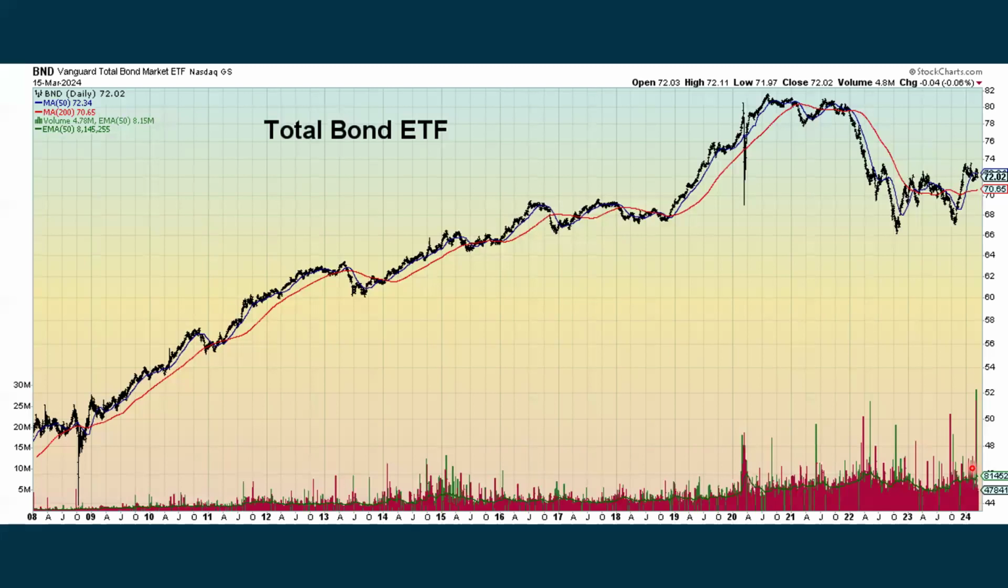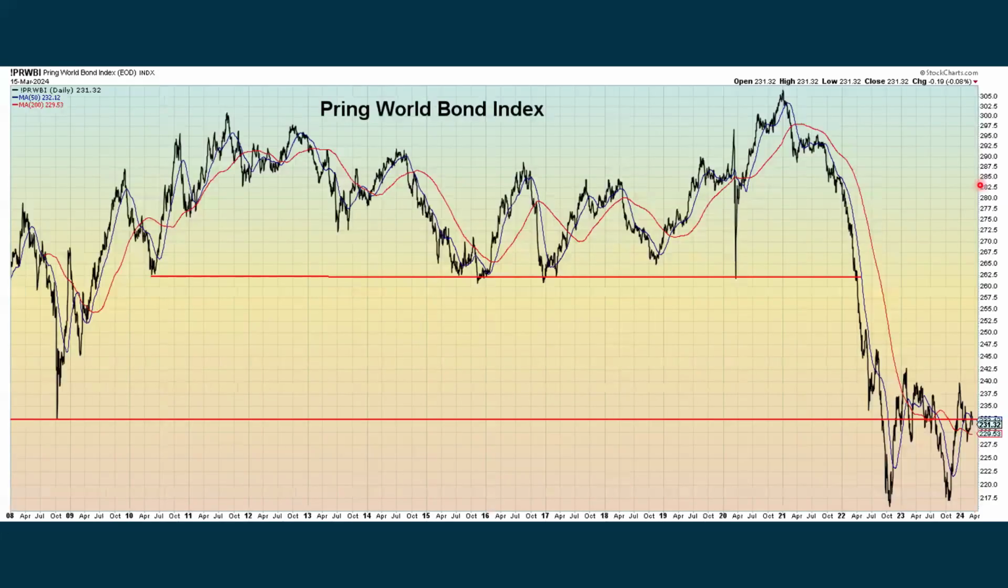We look at bonds. These are total bonds. These are based on price. So when price goes up, interest rates go down. When interest rates go up, price goes down. And we're seeing that bonds based on price still continue to be in an uptrend.